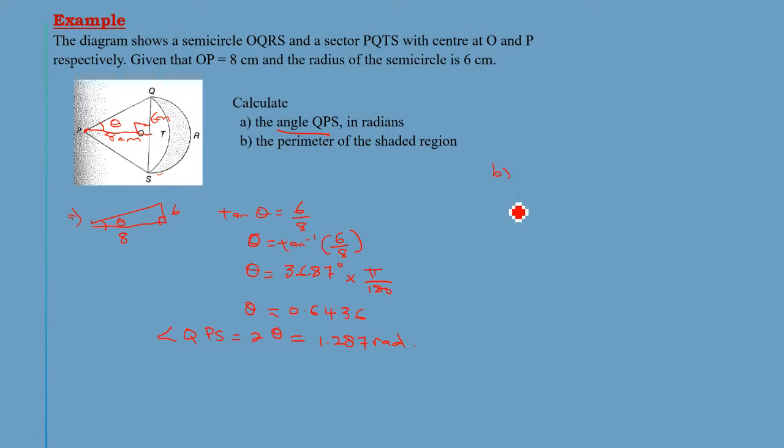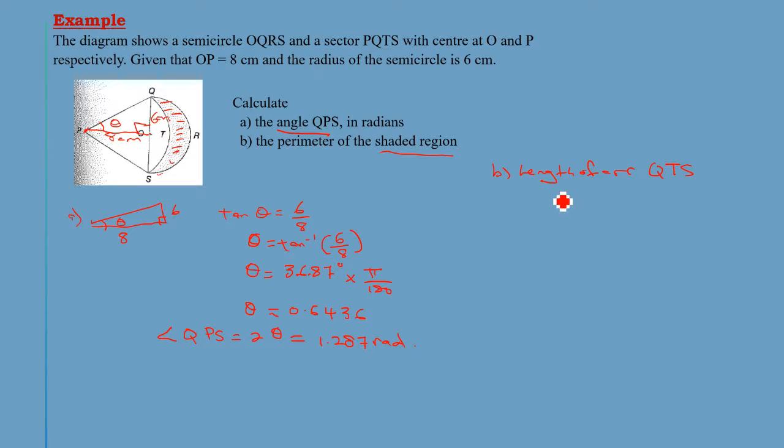Now part B. They ask you to find the perimeter of the shaded region. Shaded region is only this. So what you need to know is the length of the arc for the sector and the perimeter for the semicircle here. So you have 2 parts and you add them up. We have the length of arc, let's say we write the name QTS.